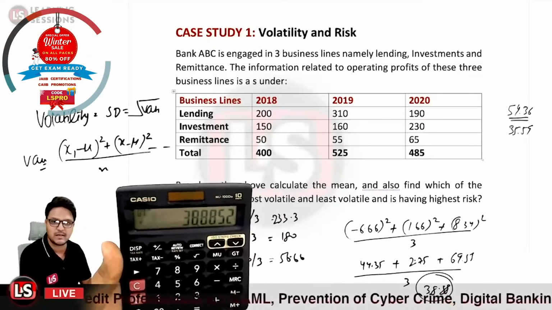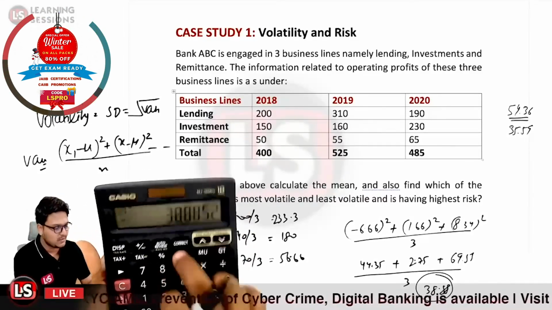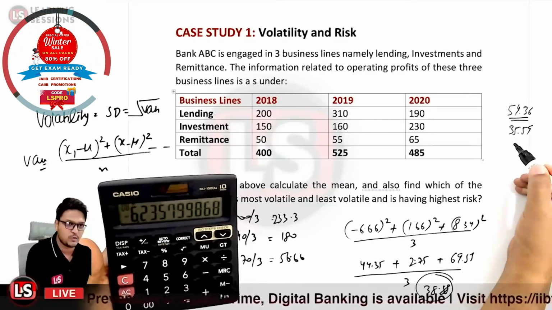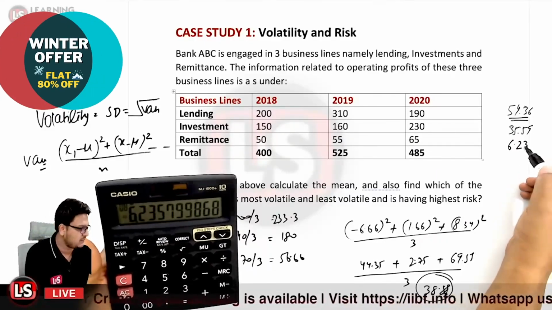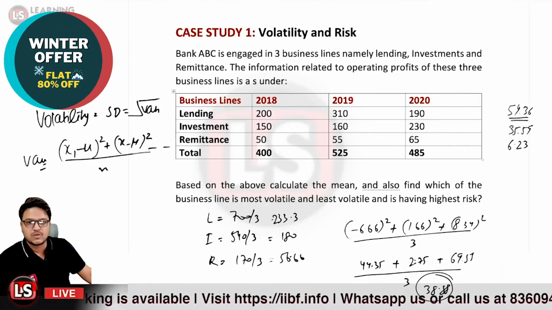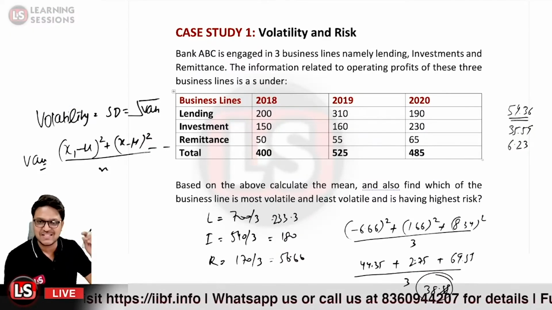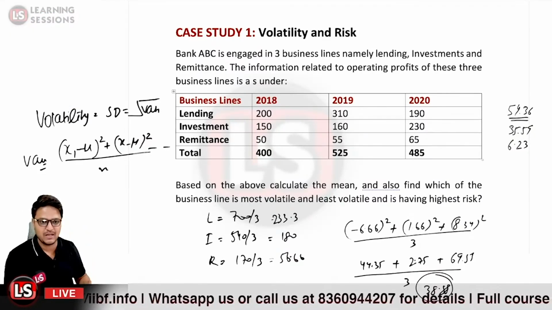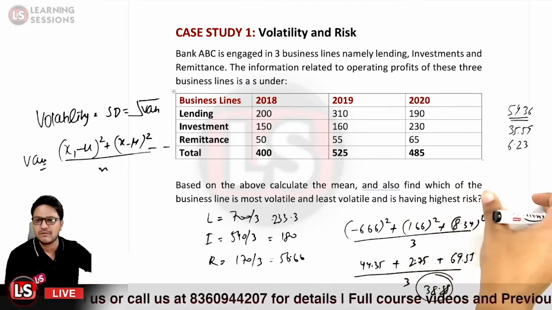38.88. So that comes out as the variance in this particular case, and further the square root of this would be 6.235. So kindly please let me know if you have got these answers or not, or is there any variation in this particular part. Okay, so the standard deviation we have now calculated.